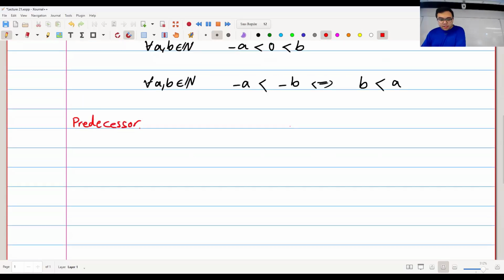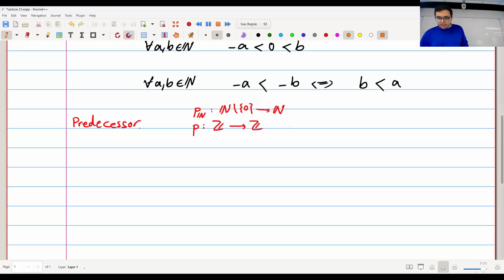So what is predecessor? Again, predecessor is a function P from Z to Z. But I already had a predecessor function when I was talking about natural numbers. And if you remember that, I called it P sub n, which maps natural numbers except for 0 to natural numbers, right? So when I was talking about natural numbers, every number had a predecessor except for 0. 0 didn't have a predecessor.